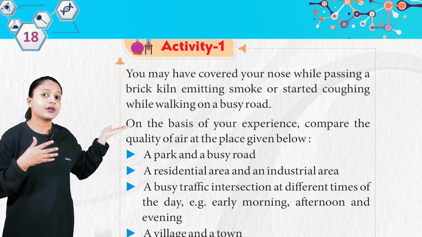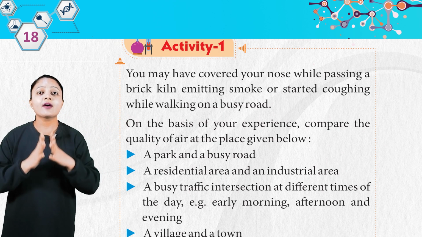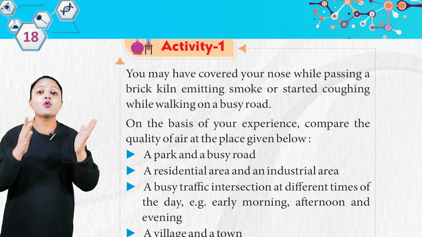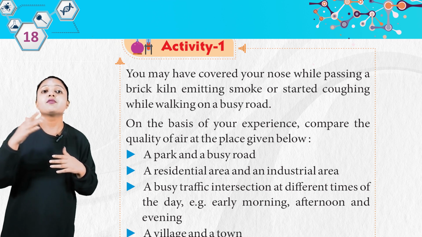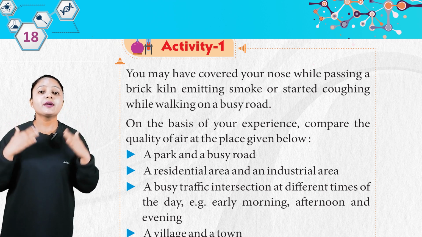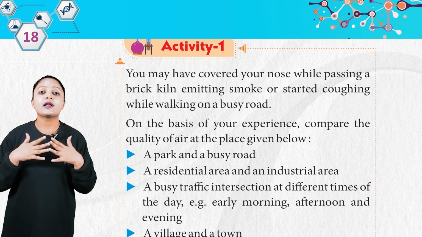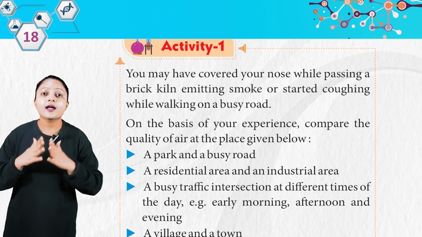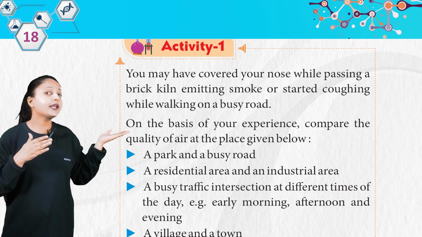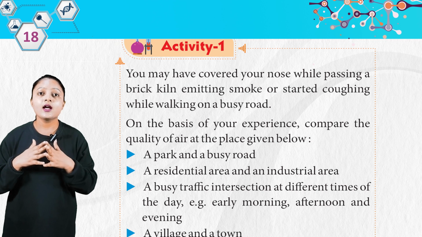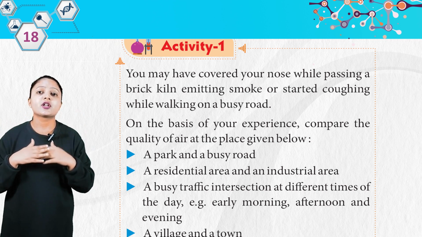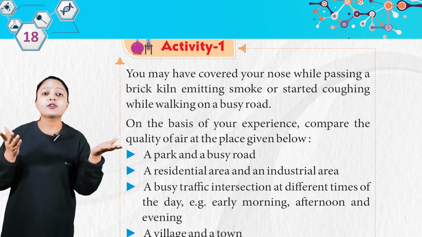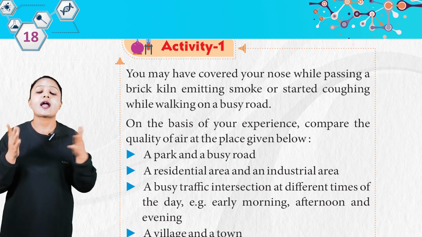Let us look at this activity, activity 1. You may have covered your nose while passing a vehicle emitting smoke or started coughing while walking on a busy road. On the basis of your experience, compare the quality of air at the places given below. Number 1. A park and a busy road, a residential area and an industrial area, a busy traffic intersection at different times of the day, for example early morning, afternoon and evening, a village and a town.